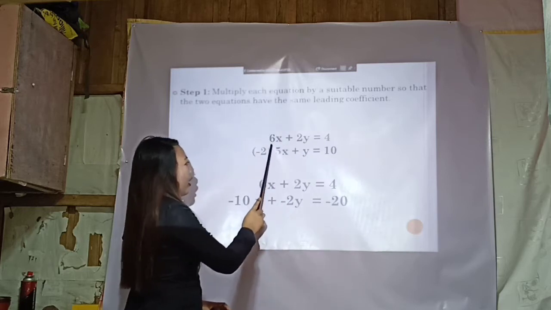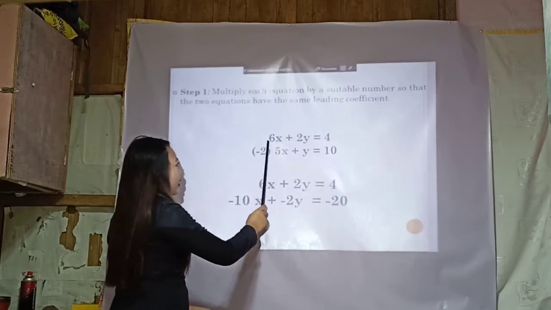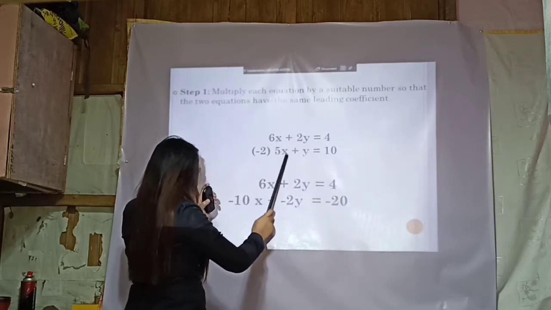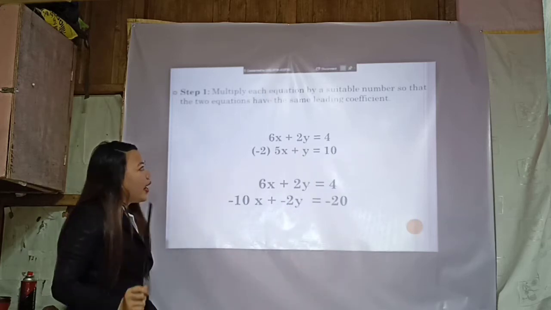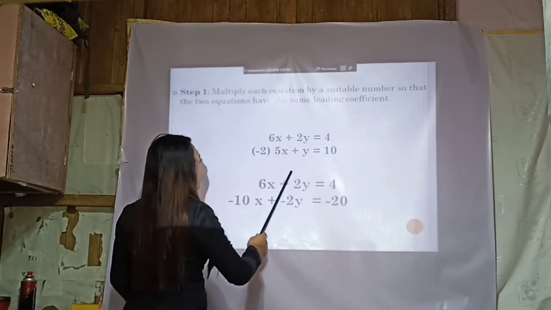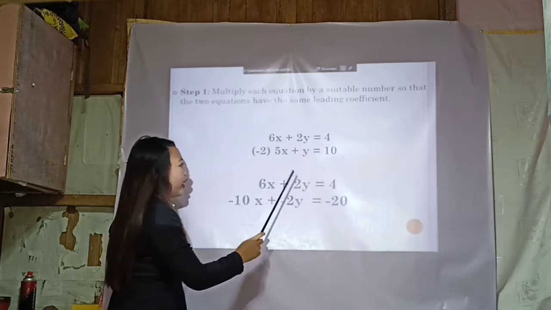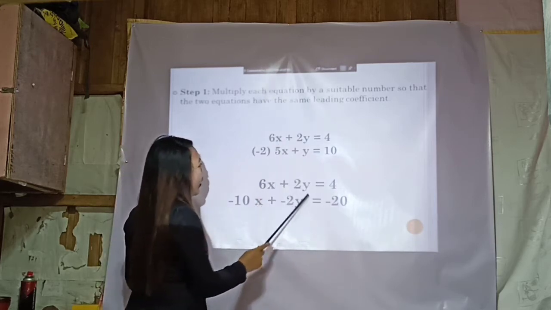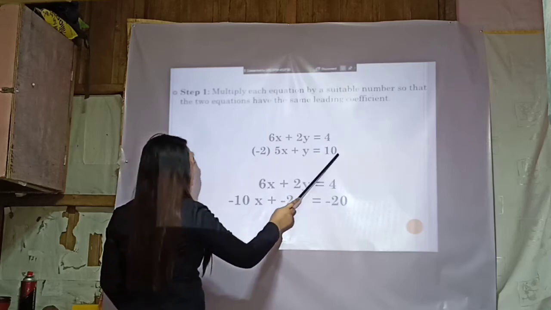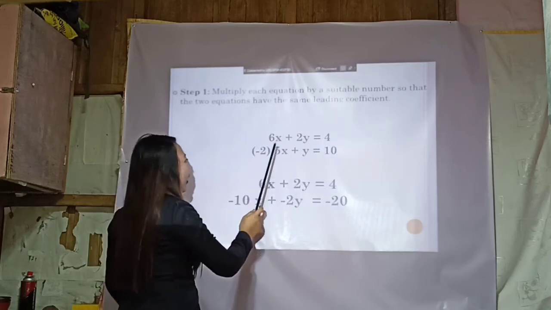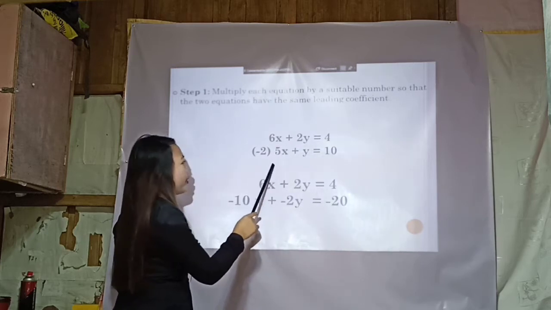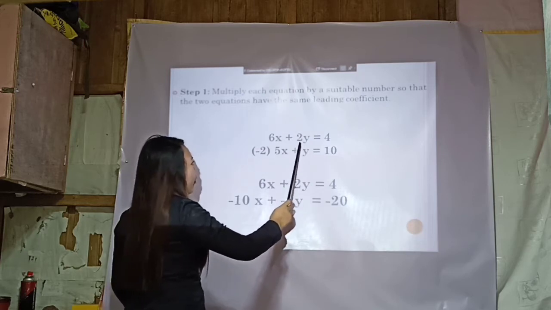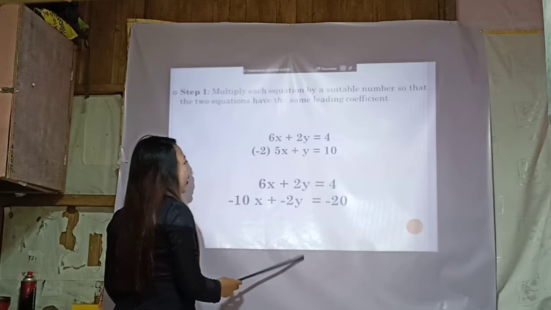So, this is the equation, which is 6x plus 2y is equal to 4. Then the second equation is 5x plus 2y is equal to 4. In order to eliminate one variable, pick one of the equations and multiply it by a negative or positive number, so that one of the variables will be eliminated.